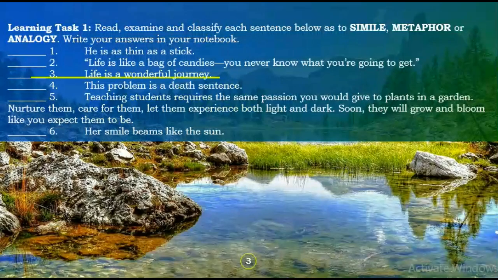Now, let us go to the learning tasks to see if you have prior knowledge with regards to the lesson that we are about to discuss today. Here are our instructions. Read, examine, and classify each sentence below as to simile, metaphor, or analogy. Write your answers in your notebook.